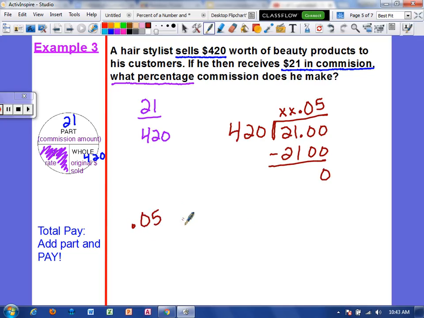So the rate is 0.05, but remember we want a percentage. So we have to make our 0.05 a percent and dip to the right twice. So that would be a 5% commission rate.